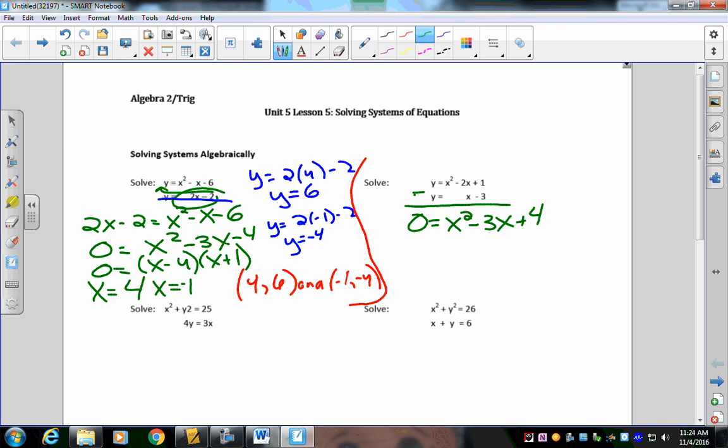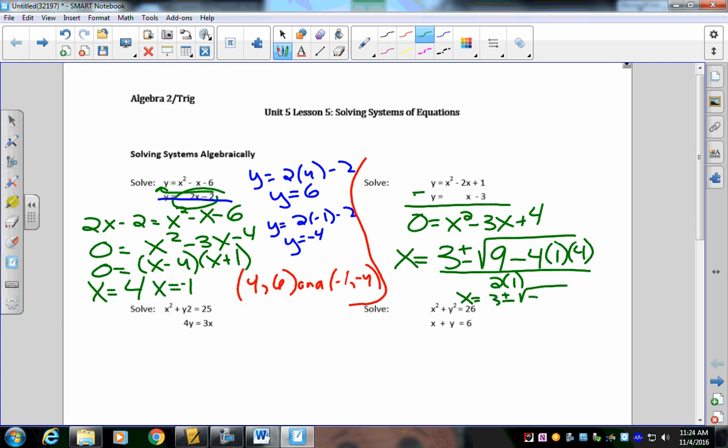So let's try our quadratic formula to solve. x equals a positive 3, because it's the opposite of b, plus or minus the square root of b squared minus 4 times a times c, all over 2 times a. When I simplify it, I end up with negative 7 under the square root. What does that tell me? Am I going to be getting points of intersection that have i's in them? No, I can't do that.